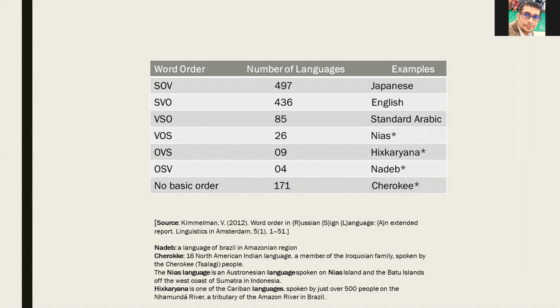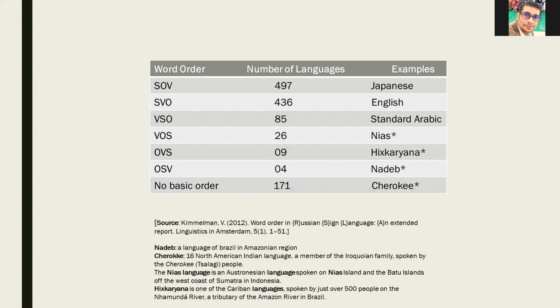VSO, verb, subject, object, is used by 85 languages, including Standard Arabic and Nias. Nias is not a very common language. I have given the footnote, you can check it there. The Nias language is of course not a very common language for people. It is an Austronesian language spoken on Nias Island and the Batu Islands on the west coast of Sumatra in Indonesia. So they do use verb, object, subject.